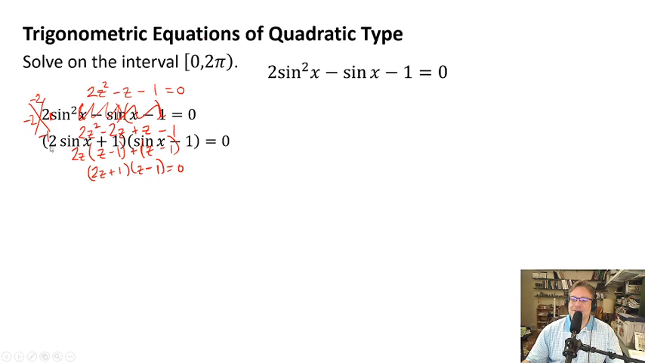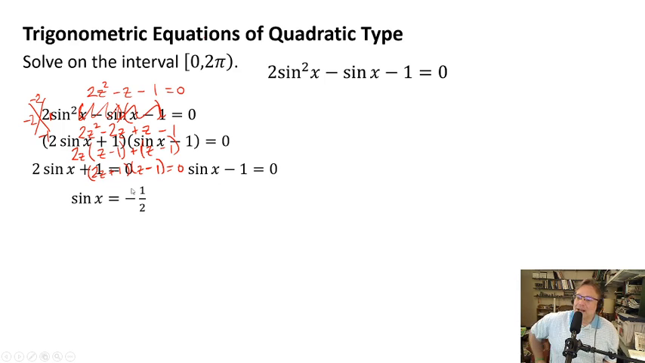This is 2z plus 1, 2 sine x plus 1, z minus 1 being sine x minus 1, and now we're splitting it into two possibilities here. Remember the zero product theorem, either this is 0 or this is 0. So for this one, 2 sine x plus 1 equals 0. That means sine x is going to be equal to -1/2, so we'll consider that solution here.